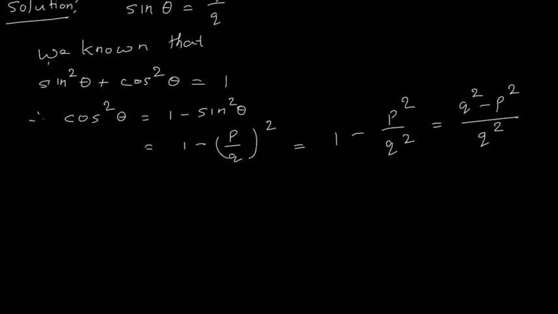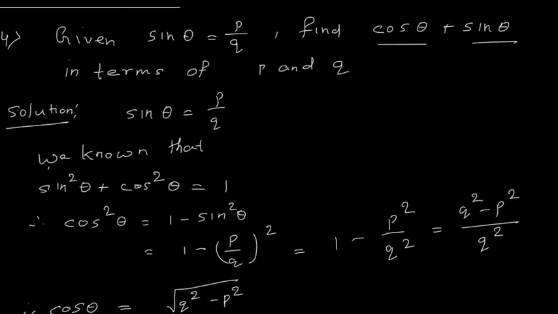Therefore cos theta is what? It is square root of (Q square minus P square) whole divided by square root of Q square, which is Q. So the value of cos theta is root of (Q square minus P square) upon Q. This is the value of cos theta.